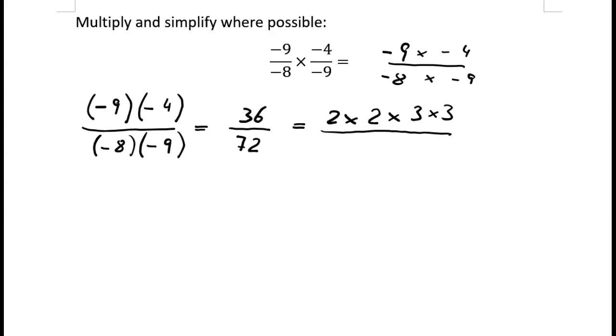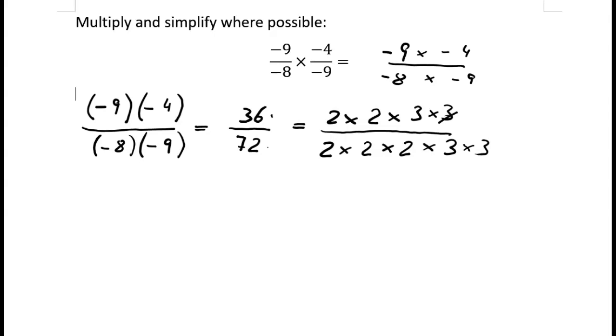And 72, we can break that down to 2 times 36. 36 can be divided by 2, that gives us 18. 18 can be divided by 2, that gives us 9, and 9 can be written as 3 times 3. So these are the prime factors for the numerator and the denominator respectively. And now we can start cancelling.